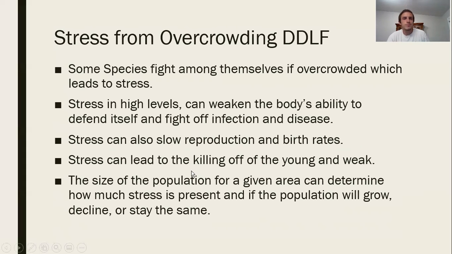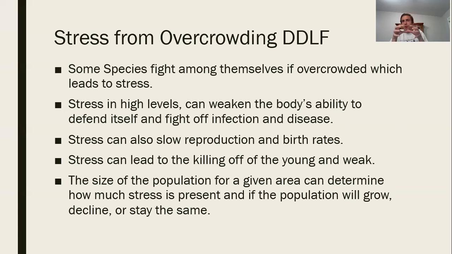Stress from overcrowding. Some species are going to fight among themselves if it becomes overcrowded, which can lead to stress. I would try to simulate this and have everybody get together in one small tight area. And you could tell who it really bothered, like we're really stressed out by being overcrowded, which in high levels can weaken the body's ability to defend itself or fight off infection and disease. Stress can also slow reproduction and birth rates, which then harms the size of the population. And it can lead to the killing off of the young and the weak.